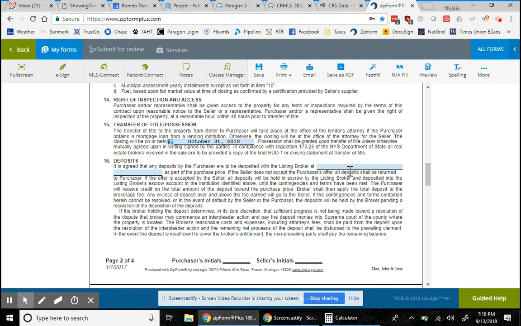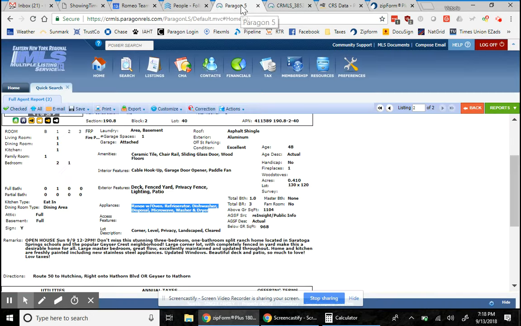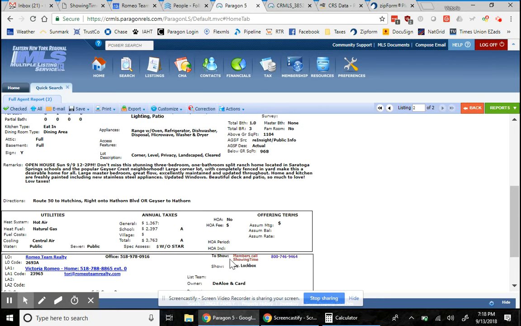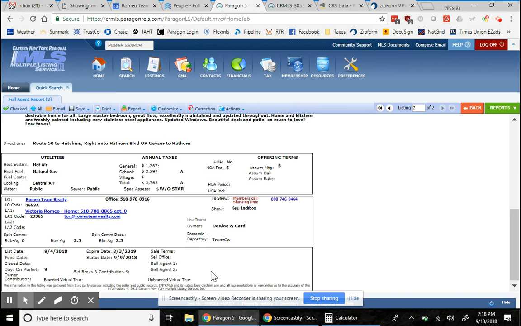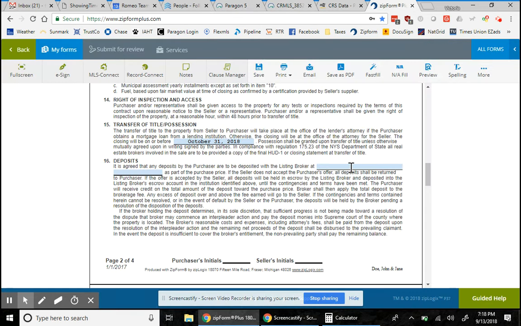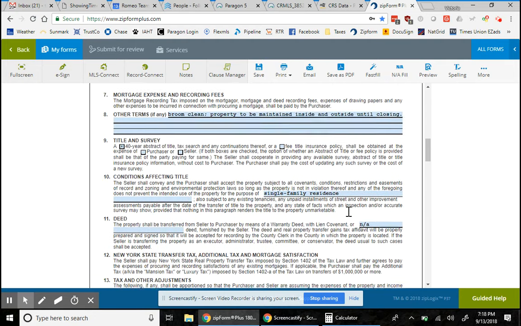Paragraph 16, this blank. This is the depository bank. Where do I get that information? We go back to the listing, find out where the listing agent's escrow account is held. Trustco. Okay. That's where our escrow account is. Obviously, it's my listing. So Trustco is what would go in that blank. Any questions on that page? That one's kind of easy.